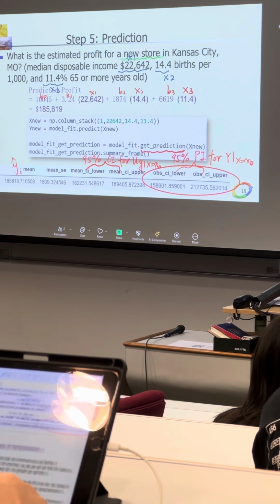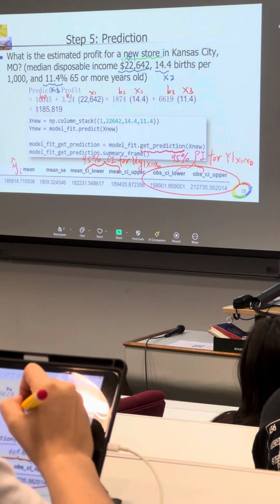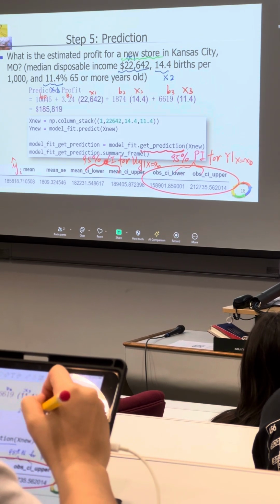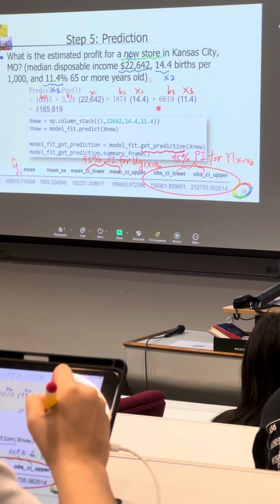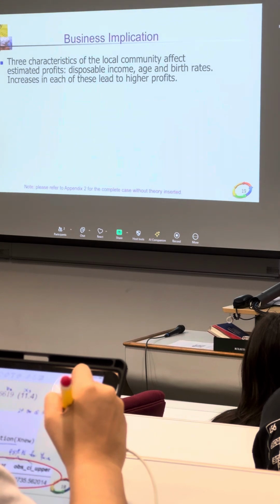If the sentence, okay, or the question involves the term average, okay, or mean, then we are using confidence interval. Otherwise, that means individual value. We are using prediction interval. Okay, so this is the trick you can use in exam.